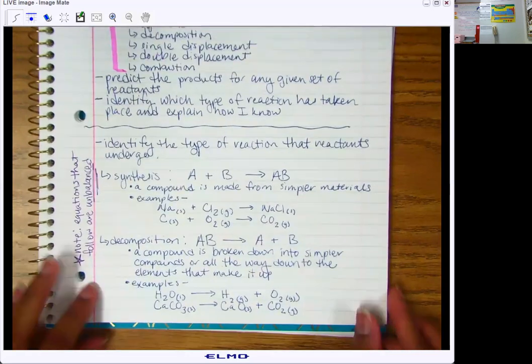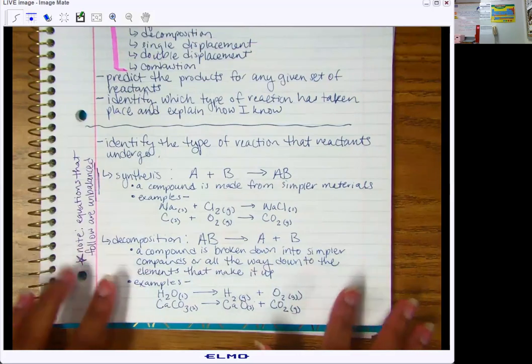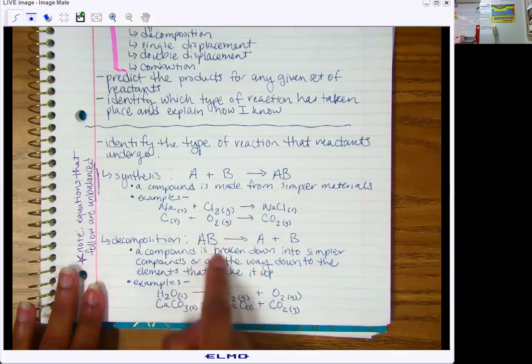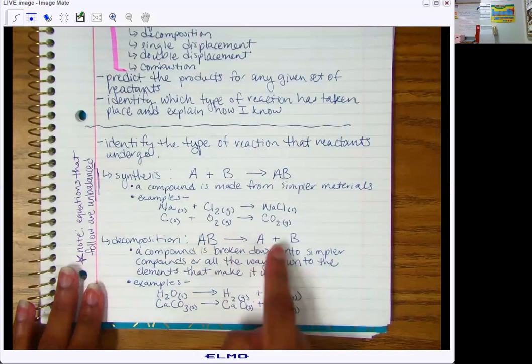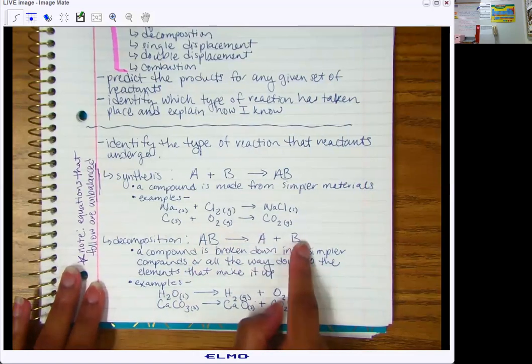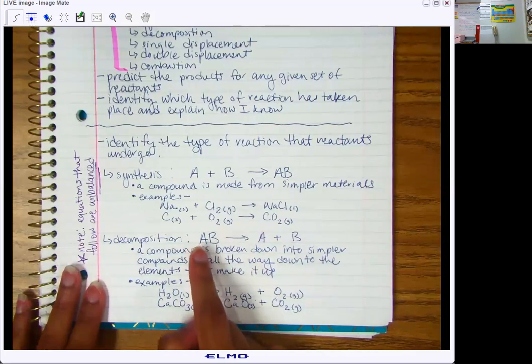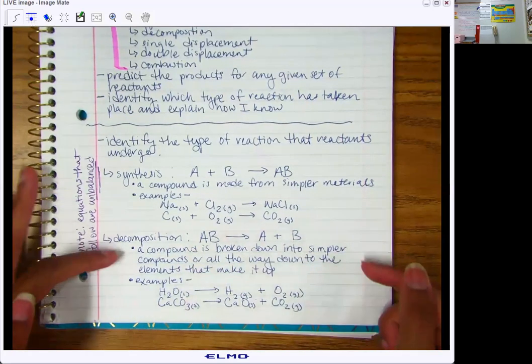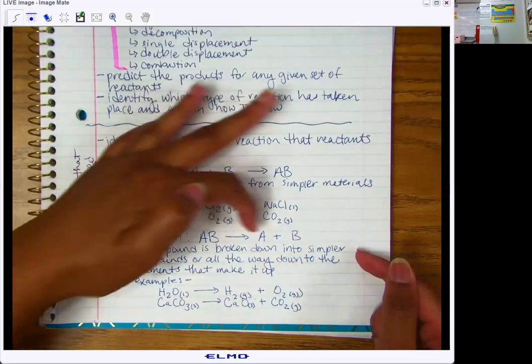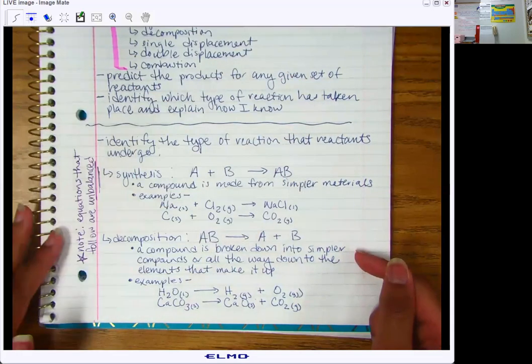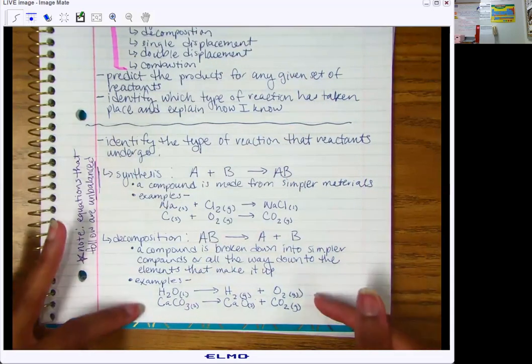With our decomposition reactions, it's the exact opposite. We have one larger compound that we're going to break down into smaller component parts, whether these are smaller compounds or these are the elements that make up this larger compound AB. Either way, a decomposition reaction, we're going to take something big and break it down into 2 smaller parts or multiple smaller parts. And here we have a couple of examples of that.